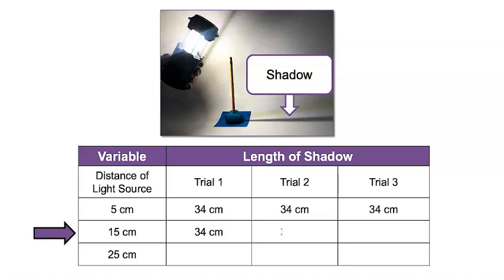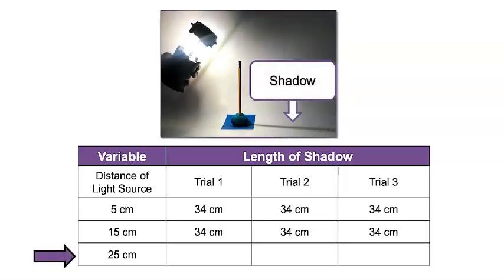The length of the shadow does not change. The shadow length is 34 centimeters in all 3 trials. Did you predict this outcome? Let's see what happens when we move the light source to 25 centimeters away. The length of the shadow is the same. The shadow measures 34 centimeters in all 3 trials.